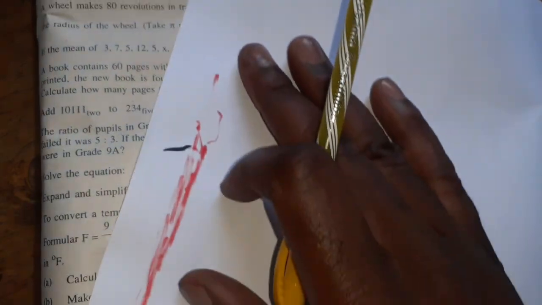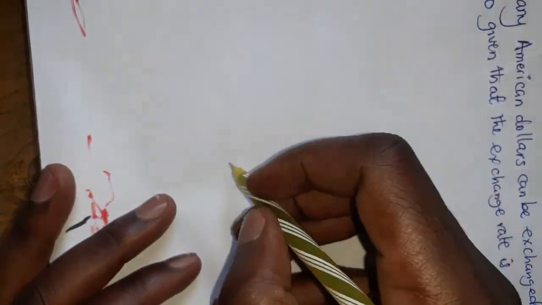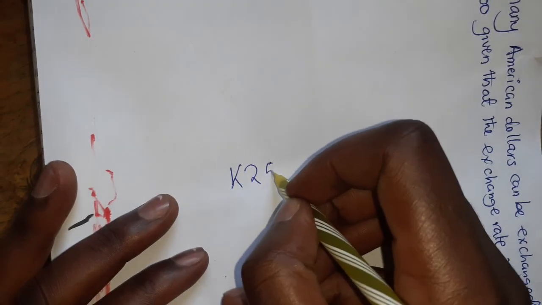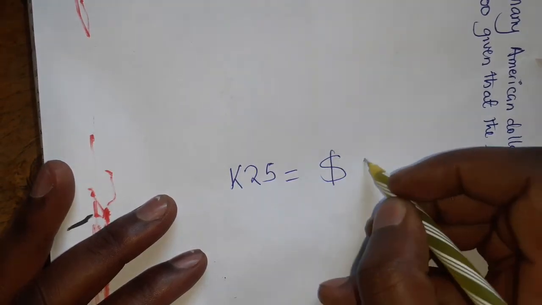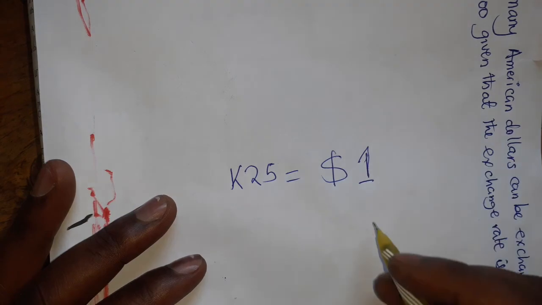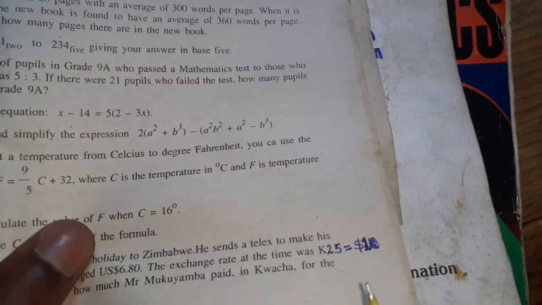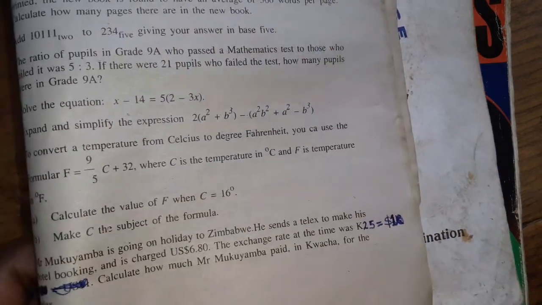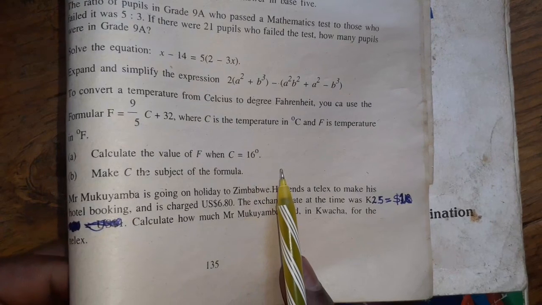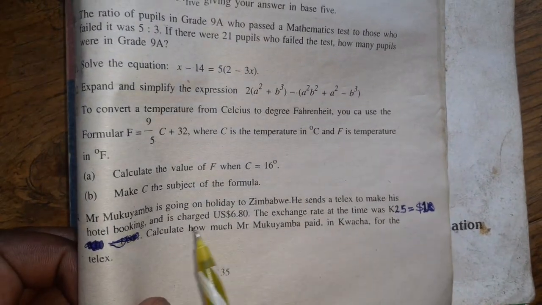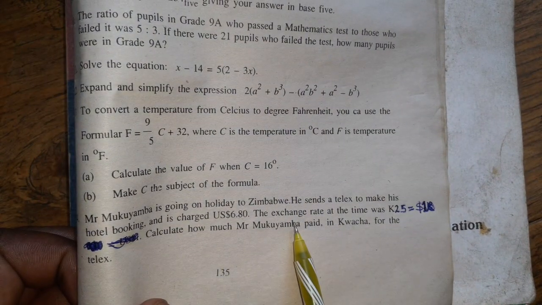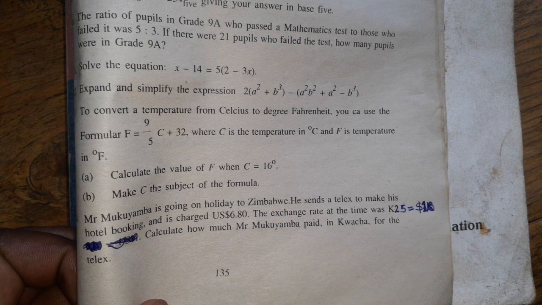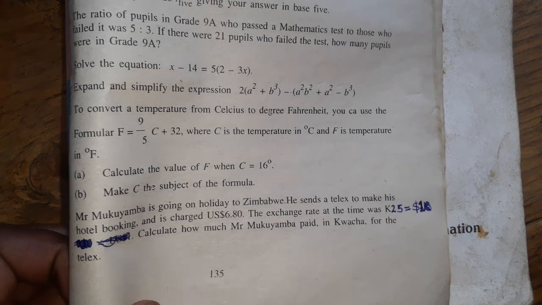So it's supposed to be 25 kwacha equals 1. That's what you're supposed to write there. Then everything else is okay. Okay, so we just have 3 questions. Thank you.